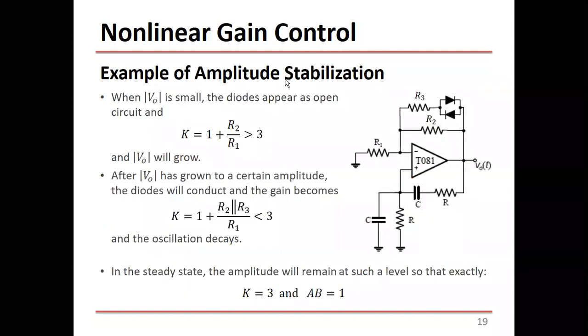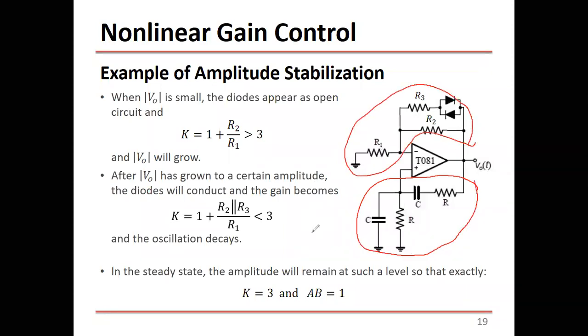So this is an example of how to do a nonlinear gain control, or to stabilize the growing amplitude. As you can see, it's the same circuit. So this is B of S, right? And this is A of S, right? Before we had R2 and R1 only, and here was CR, CR, that's it. Now we add another branch parallel to R2 with R3 and two diodes, D1 and D2. And D1 and D2 are connected parallel back to back like this, okay?